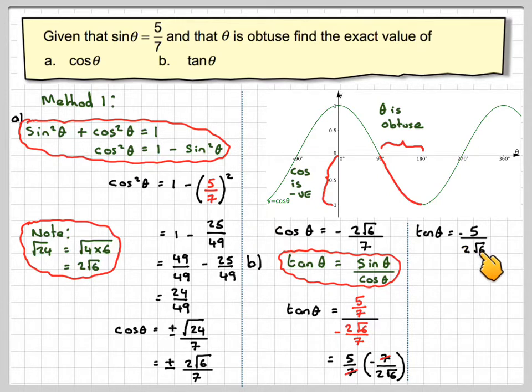Again, we don't like the square root sign to be in the denominator, so we rationalize. So take the square root of 6, and then we have to multiply the numerator by the square root of 6. So it's going to give me minus 5 root 6. Root 6 times root 6 is 6. 6 times 2 gives me 12. Okay, that's one method of doing that.